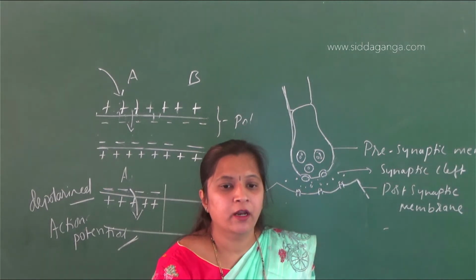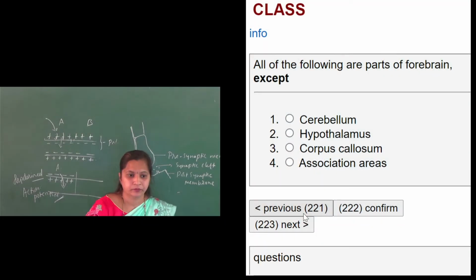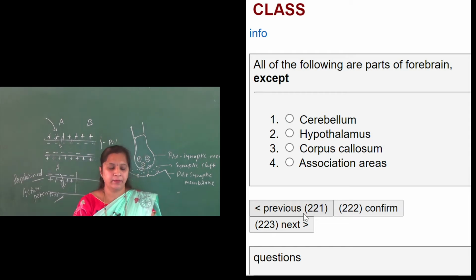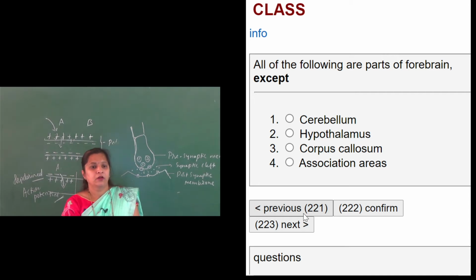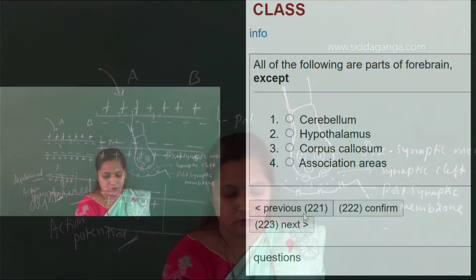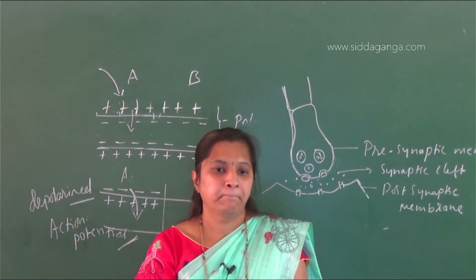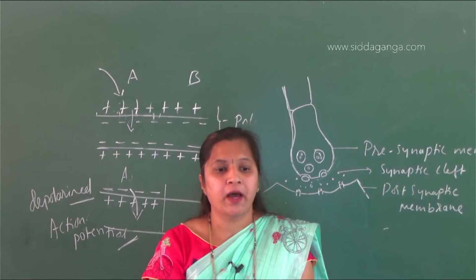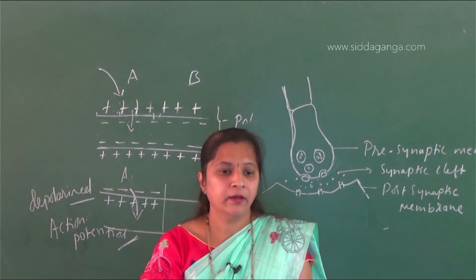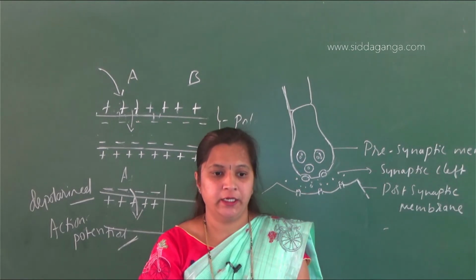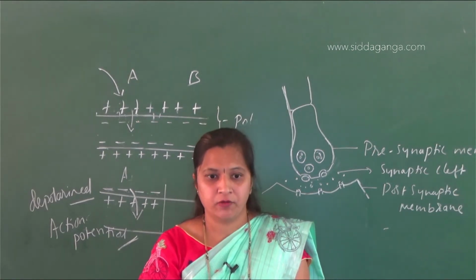All of the following are parts of a forebrain except cerebellum, hypothalamus, corpus callosum, association areas. So here, cerebellum is a part of hindbrain, okay, whereas hypothalamus, corpus callosum, association areas, these are all parts of forebrain.